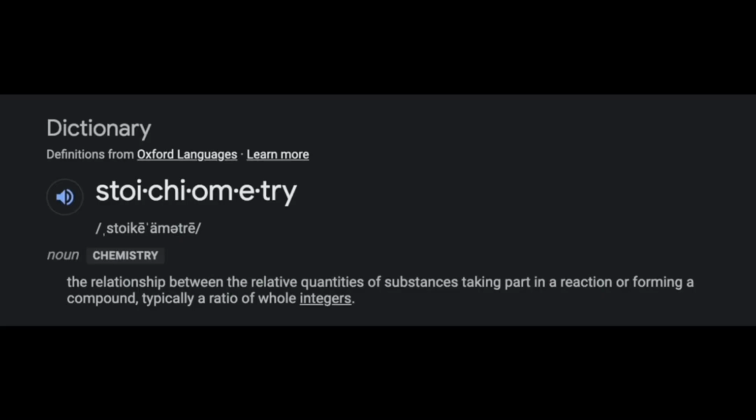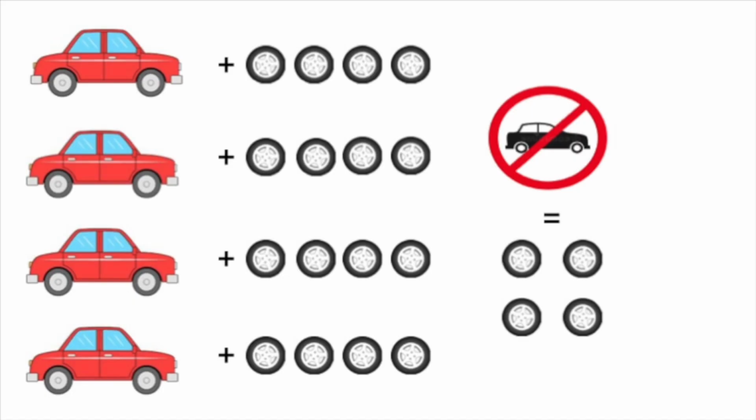Stoichiometry is defined as a relationship between the relative quantities taking part in a reaction or forming a compound. Within stoichiometry, there is always a limiting reactant. The limiting reactant is the reactant that gets consumed first in a chemical reaction and therefore limits how much product can be formed. For instance, when given 4 car bodies and 20 tires, the car bodies are the limiting reactant because there are enough tires to continue forming the product of a car, but not enough car bodies to continue.